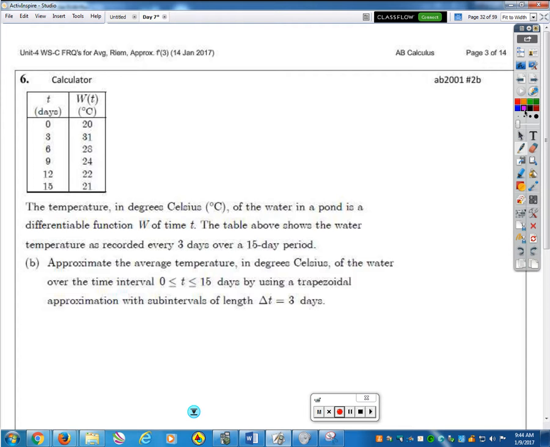So someone tell me, if I'm trying to find the average temp of the water, which they're calling W of T, for the 15 days. So that would be T equals 0 to T equals 15. Memorize it. So we need to write all that, or we need to write average.